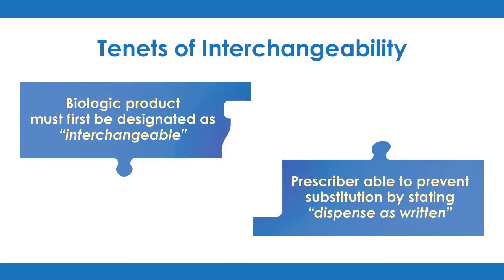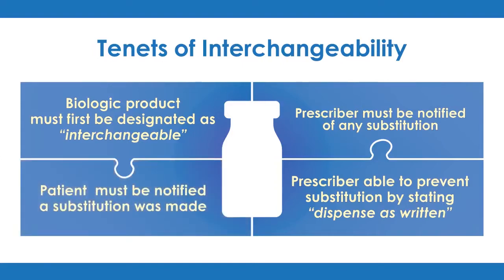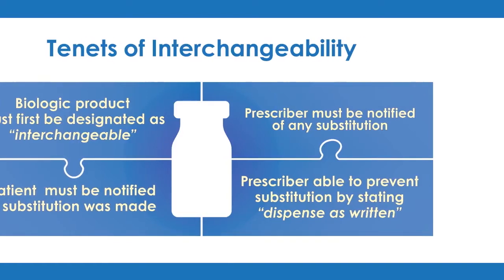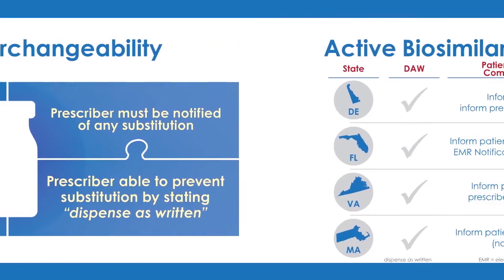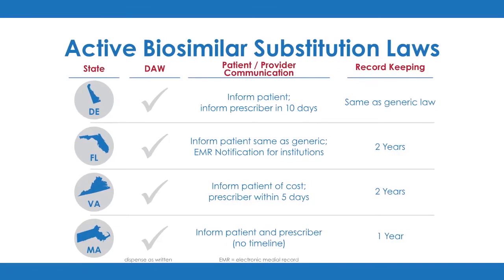The second tenet is that the prescriber would be able to prevent substitution, just like we can for small molecules, by including the DAW, or dispense as written. The third common element is that this will not happen unbeknownst to us. The prescriber must be notified, and so some communication has to occur. And finally, and most importantly to me, the patient must be notified that a substitution or switch has been made. Now, all of this will be shaded by the state-to-state variations, which are working their way through legislative processes.